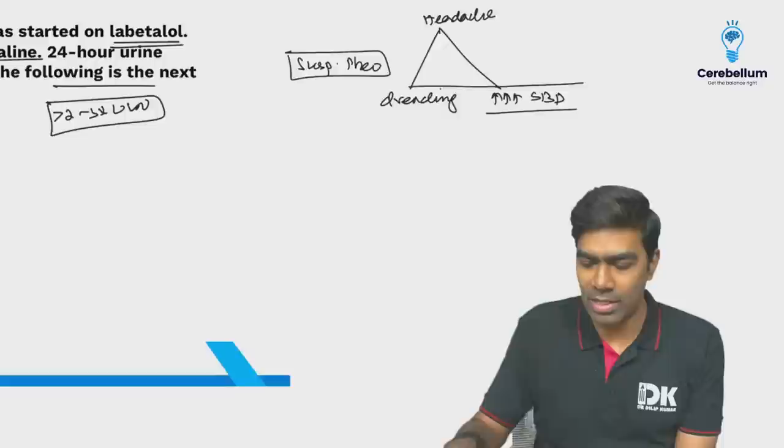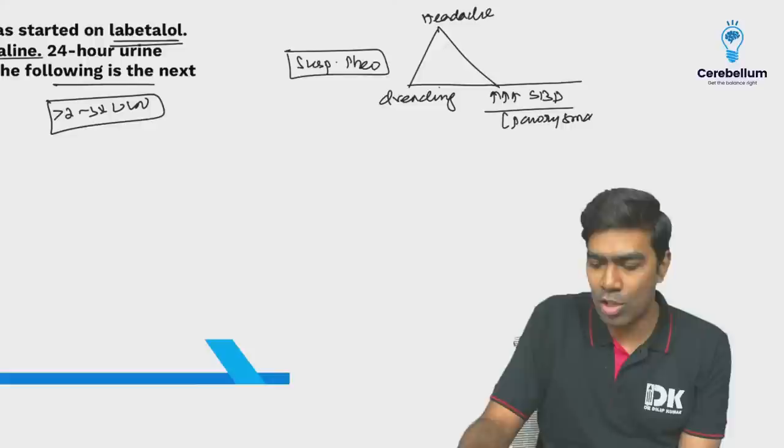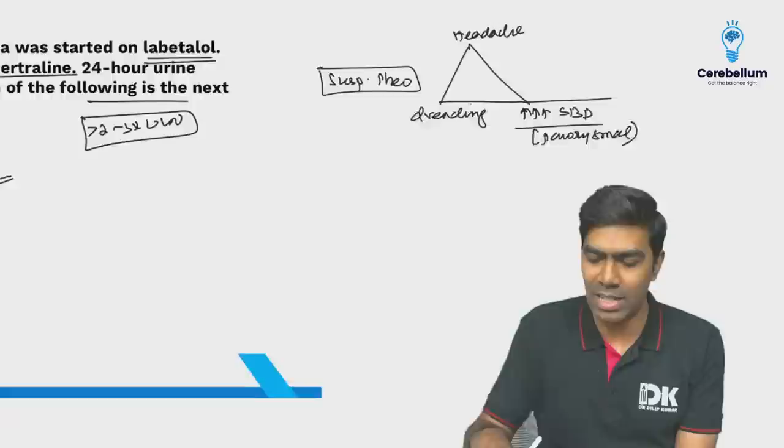Sudden increase in systolic blood pressure, most of the time it will be a paroxysmal elevation. Paroxysmal means whenever the tumor gets a bad mood, it's going to release more catecholamines and that's going to suddenly raise the blood pressure. Sudden increase in SBP. This is a typical pheo triad. This is called the pheochrisis triad.